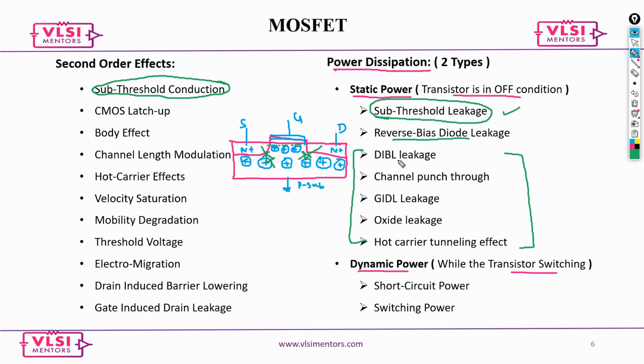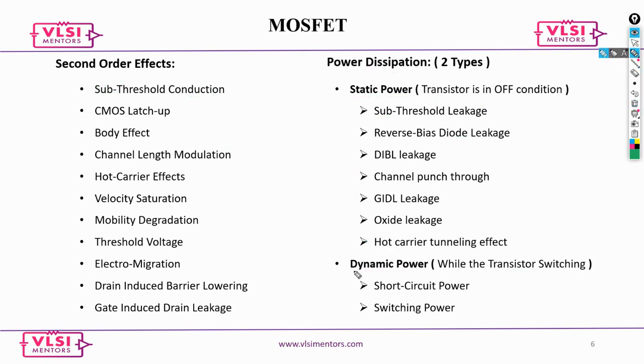So when you say static power, it is mainly the power which is dissipated when the transistor is in the off condition. And the next one is going to be dynamic power.